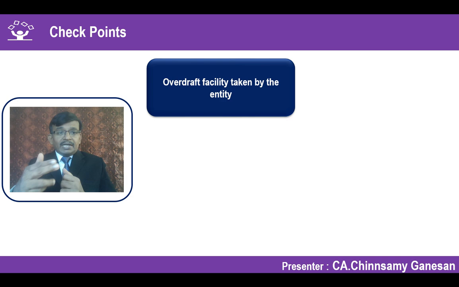It may be renewed year on year, but normally it is given for a particular period. For example, an overdraft facility taken on the security of a deposit, maybe 85% or 80% of the deposit is taken as an overdraft facility. What to do with that overdraft facility with respect to cash and cash equivalent, whether it should be a component of cash and cash equivalent.